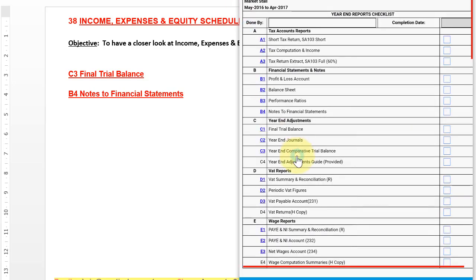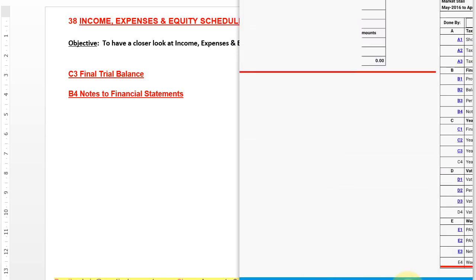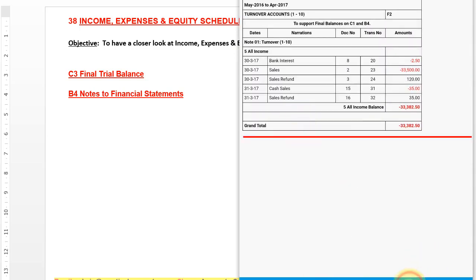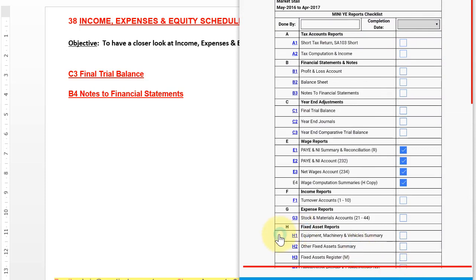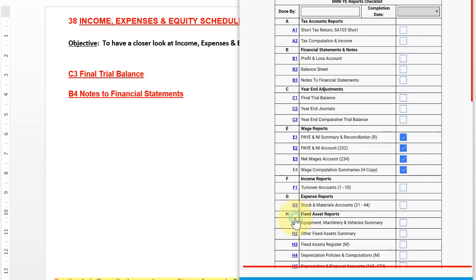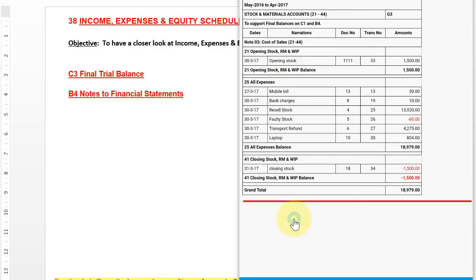And remember, because this is the simplified format, we are not looking at all the reports, just a few of them. Now let's go back to our mini checklist. This is a mini checklist. We're now going to report G3, which is for all the expenses.